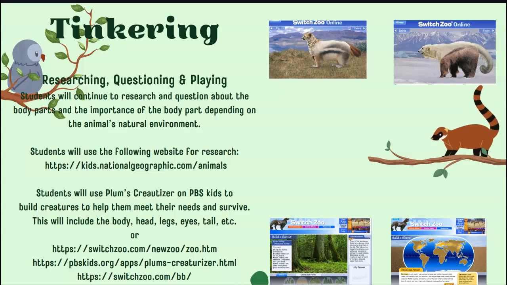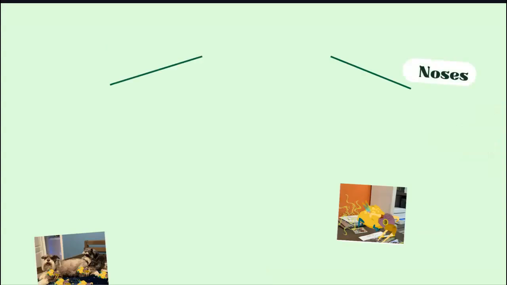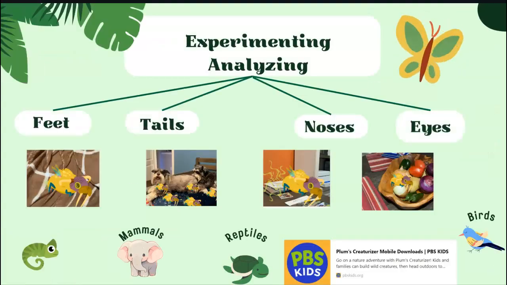So one of the apps, as I mentioned, was Switch Zoo. There is another app as well called the Creaturizer on PBS. And this is the one I used on this one. You create a creature. You can select the body part. You could change the head, change the feet, change the body and the noses.